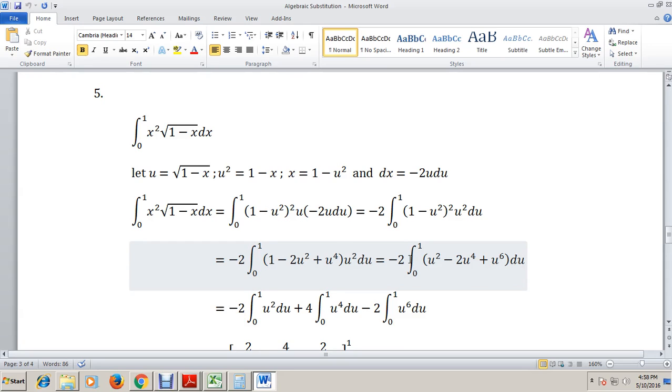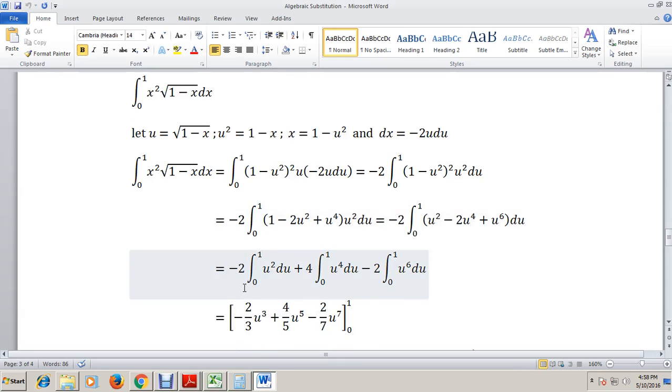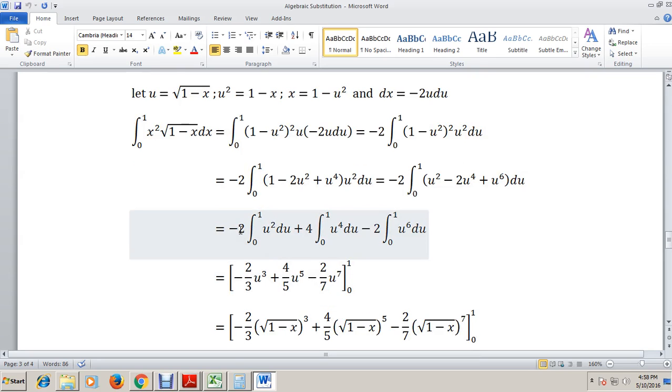Now at this point, we can distribute the integral, the negative 2 and du, to each of the 3 terms in our resulting algebraic expression. So this becomes negative 2 integral of u squared du. Negative 2 times negative 2 becomes positive 4 integral of u raised to 4 du. Negative 2 times u raised to 6, that is negative 2 integral of u raised to 6 du.